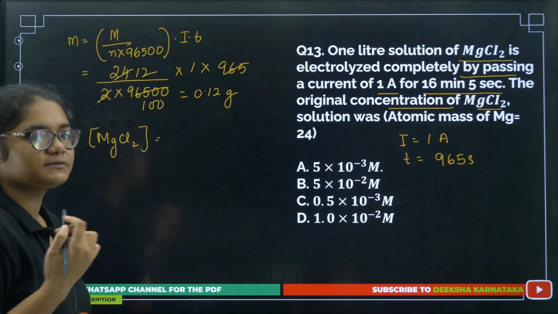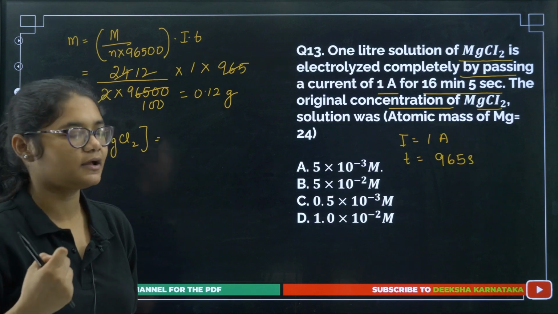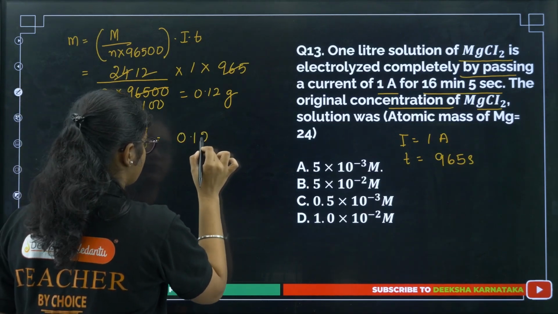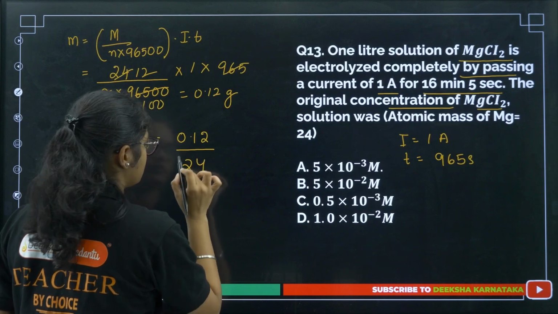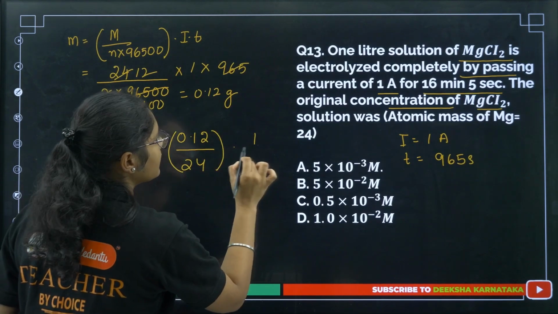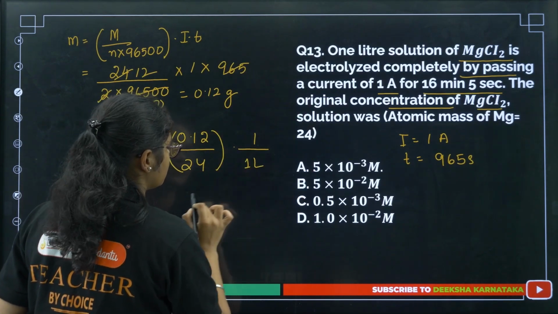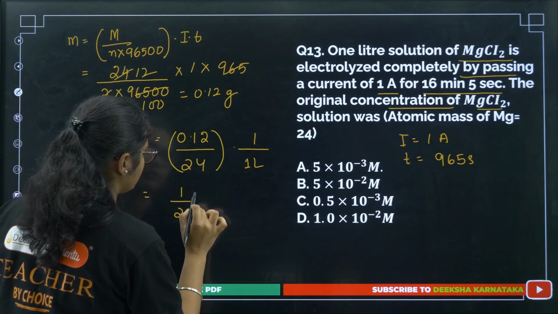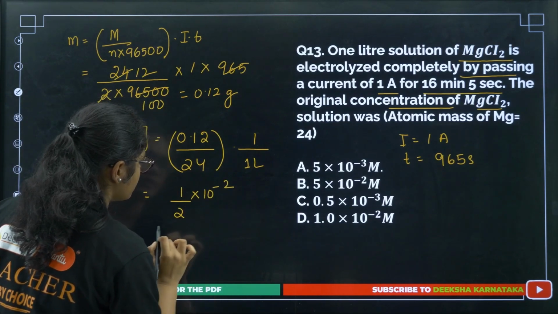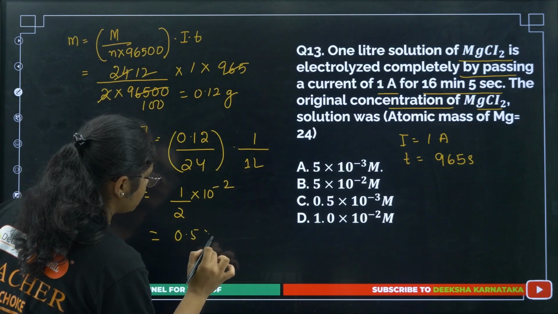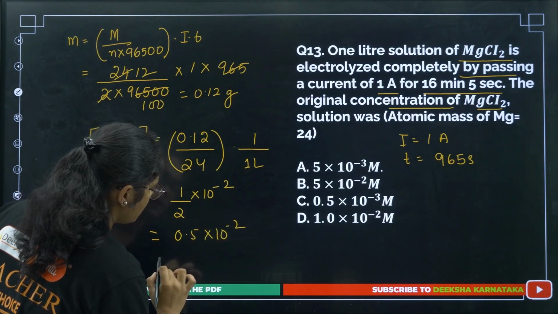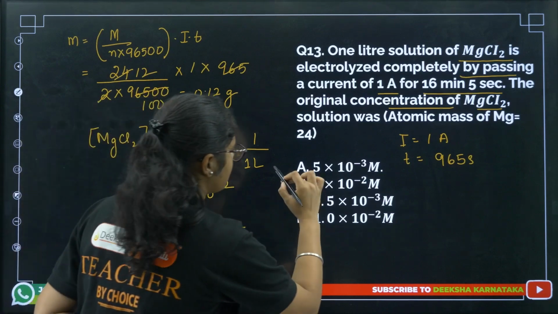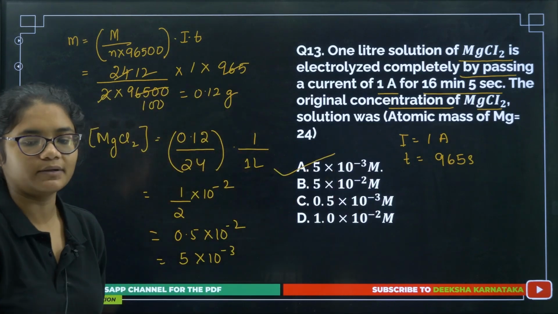So concentration means molarity, so number of moles divided by the volume of the solution. The number of moles will be 0.12 by 24, divided by the volume of the solution, which is 1 liter, right? So if I solve this, how much will I get? 1 by 2 into 10 to the power of minus 2. So that is 0.5 into 10 to the power of minus 2. I can write it as 5 into 10 to the power of minus 3. So the correct answer here will be option number A.